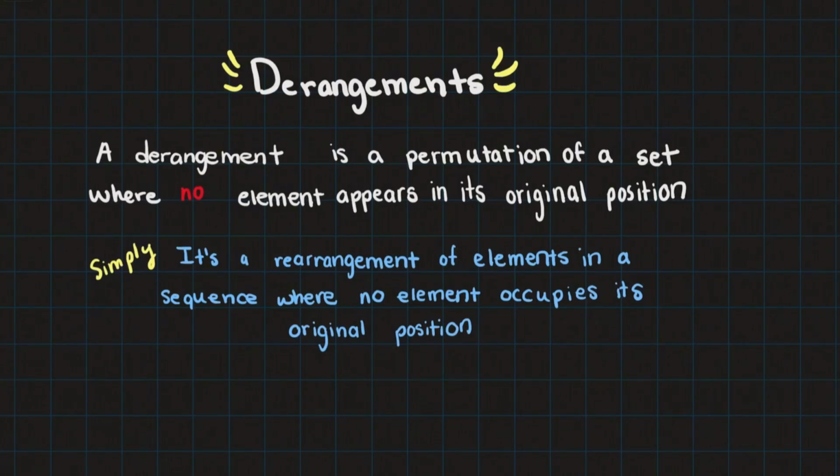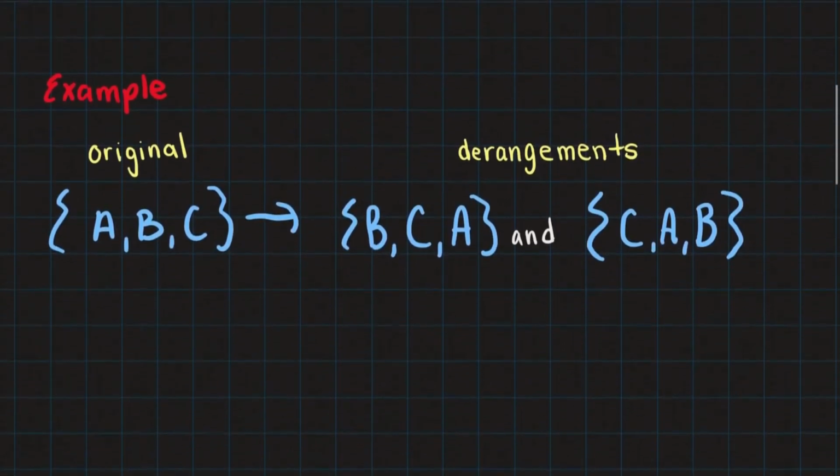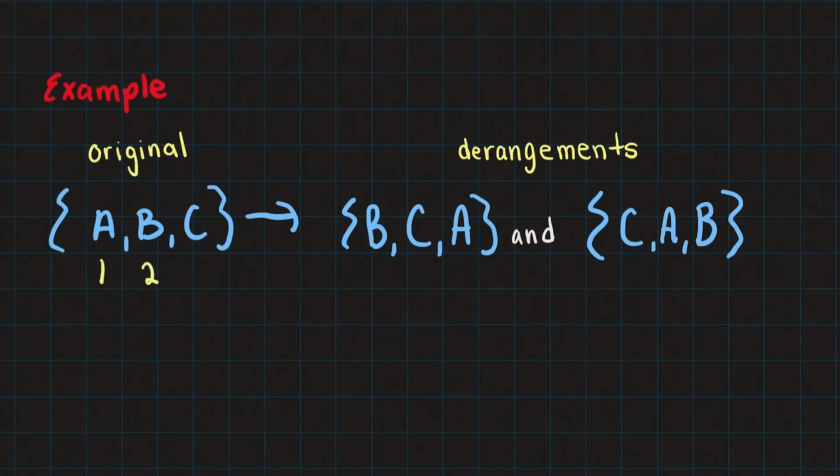Now we'll look at an example. Here we have the original set ABC and its derangements BCA and CAB. These are its only two derangements. And we can see that in the original, A is in position 1, B is in position 2, and C is in position 3. And in its derangements, A is no longer in position 1, B is no longer in position 2, and C is no longer in position 3.